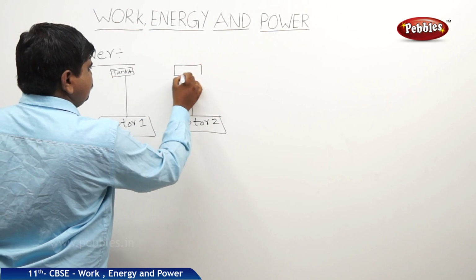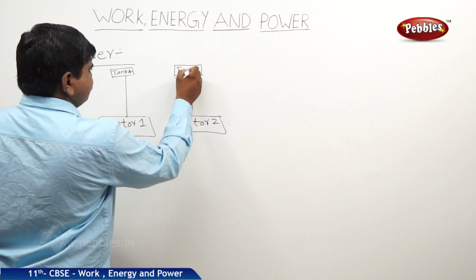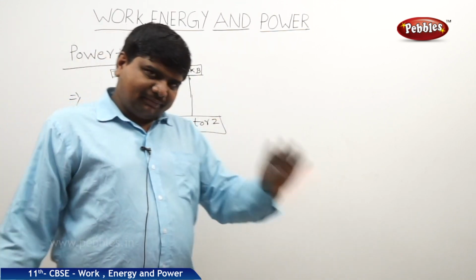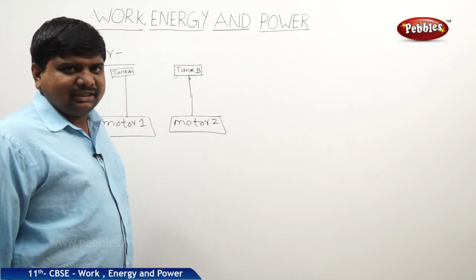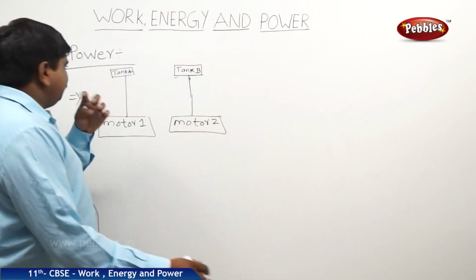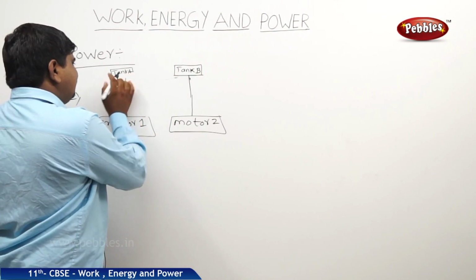The tank size should be the same, that means the volume capacity should be the same. Let us suppose the two tanks are of the same capacity, at the same heights, and they are connected to motor 1 and motor 2 respectively. These motor 1 and motor 2 are switched on at the same time. But of course the capacity is the same, yet tank A was filled earlier than tank B.